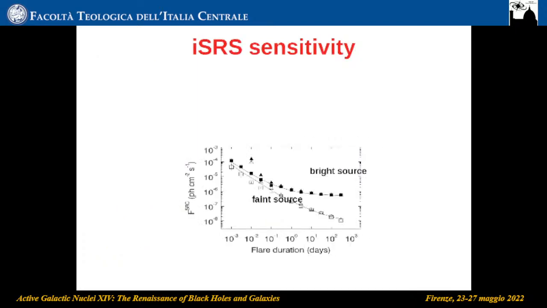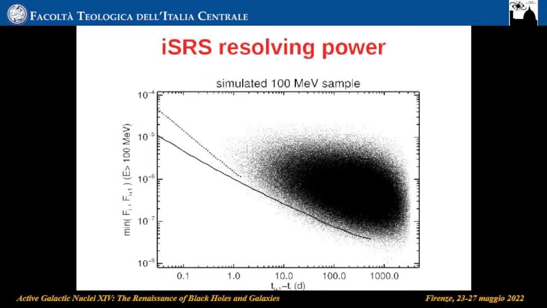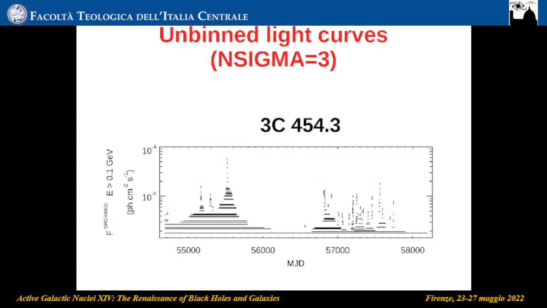The method, of course, has a sensitivity that unfortunately differs depending on the source flux during the whole period, and also has a resolving power. Too close flares cannot be resolved and are piled up. Okay, and this is the case for 3C454. The tree is simply a light curve that is called unbinned because there is no binning, it's a clustering strategy. So you can define the root and the leaf.